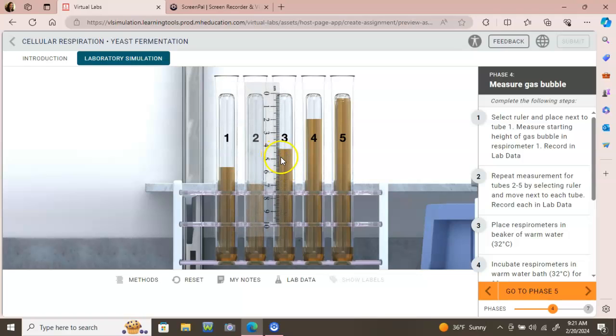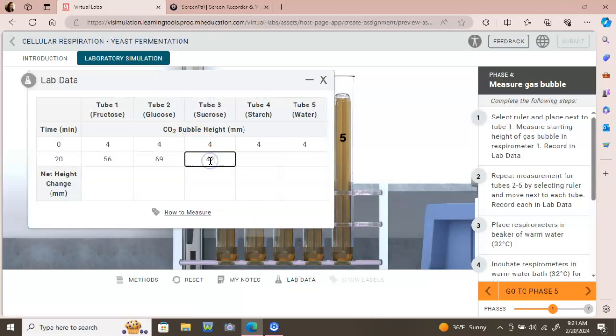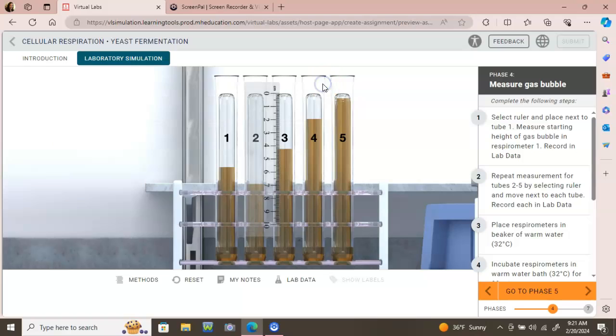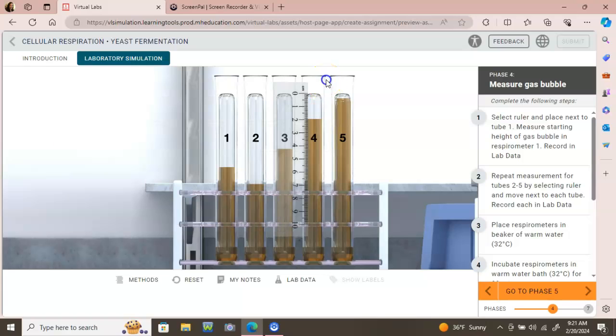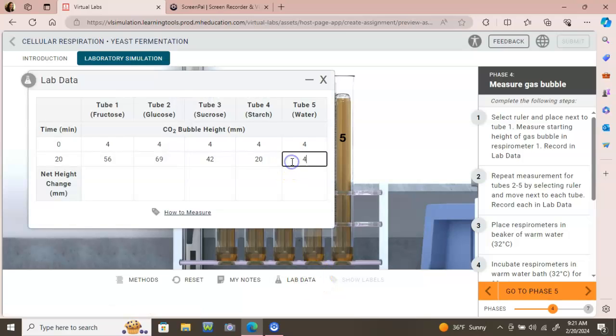Number 3, so this is 40 millimeters, so I'm at about 42. This would be about 20. And then the water looks like it's still at 4, which we would expect.